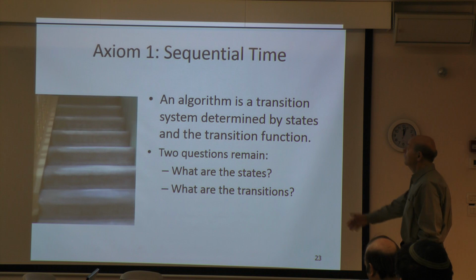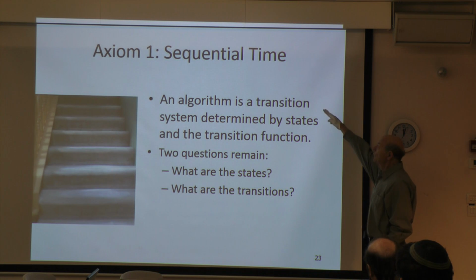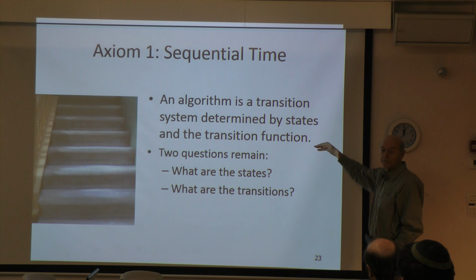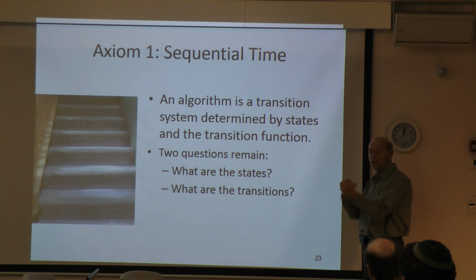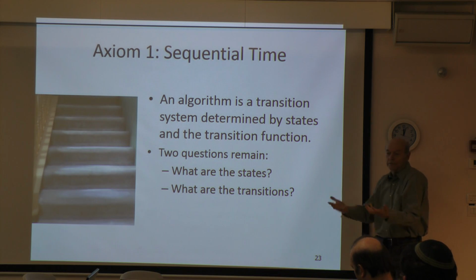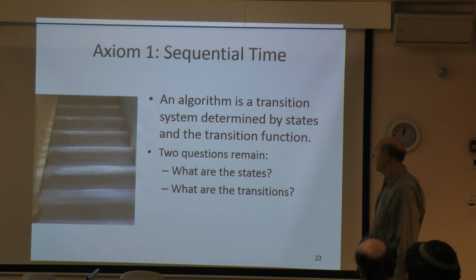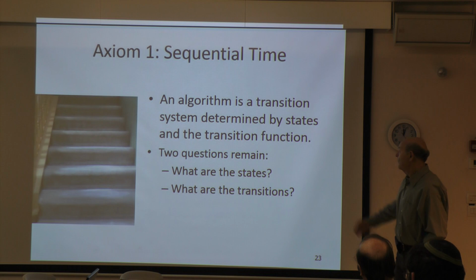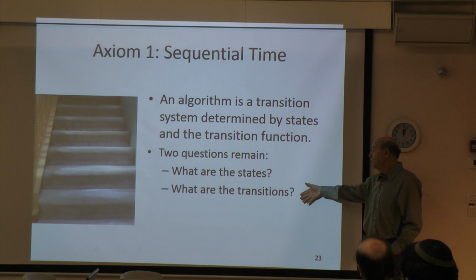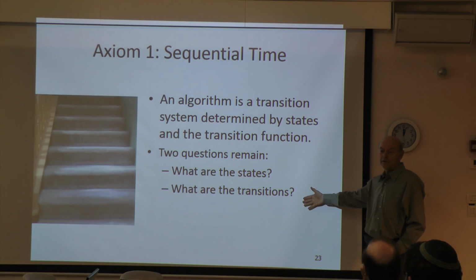First of all, it's a sequential algorithm, therefore it's a kind of transition system determined by states and a transition function. If you are in a given state, the transition function tells you where you will be, or maybe you finished. So two questions remain: what are the states, and what are the transitions?